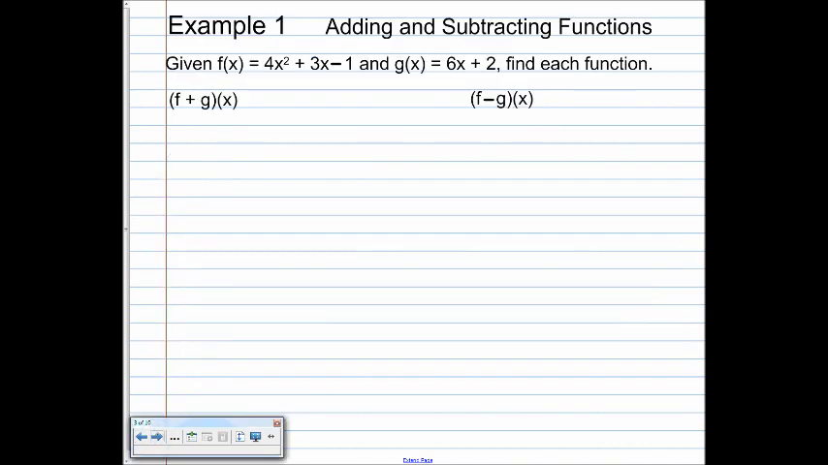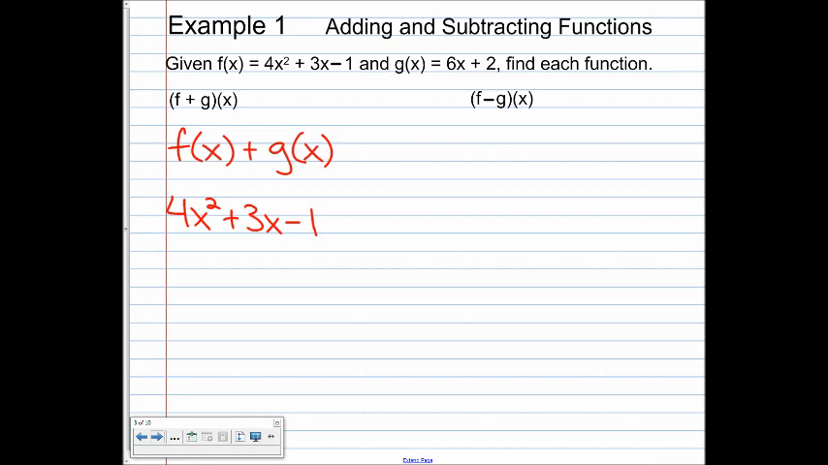The first example is addition. So I always write it with the other notation. The other notation is f of x plus g of x. So again, the one that's on the slide and the one that I wrote mean the same thing. There's no difference there. So I'm going to write f of x. Well, what is f of x? 4x squared plus 3x minus 1. Very good. All right, and what is g of x? 6x plus 2. And I'm going to add that.